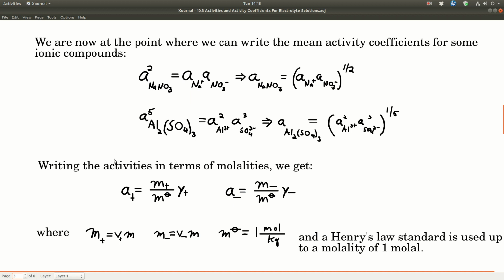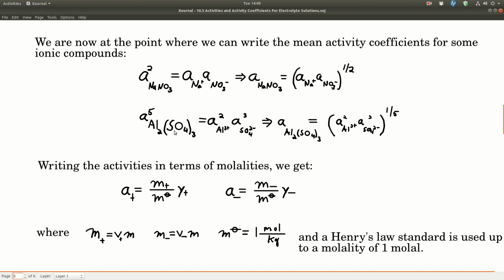Now, okay, we've come to the point where we can write mean activities for some actual compounds. So for sodium nitrate, ν plus is 1 and ν minus is 1, so ν is going to be 2. So the mean activity of sodium nitrate squared is equal to the activity of sodium times the activity of nitrate, or the mean activity is the square root of that product.